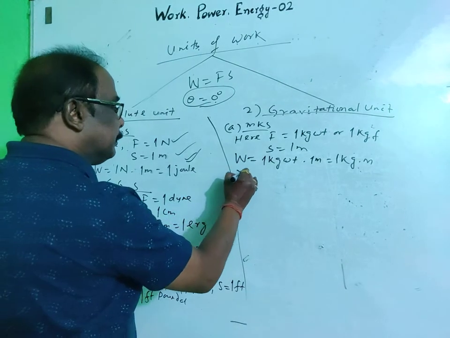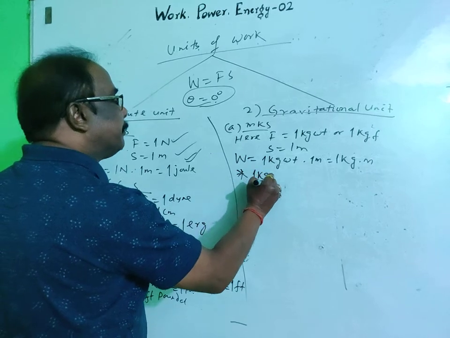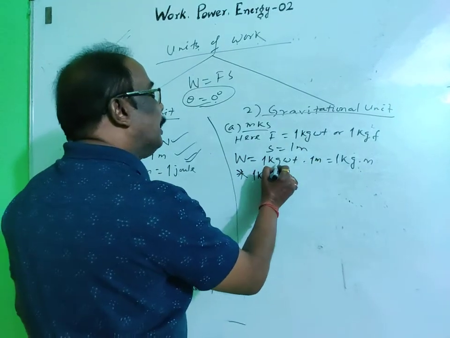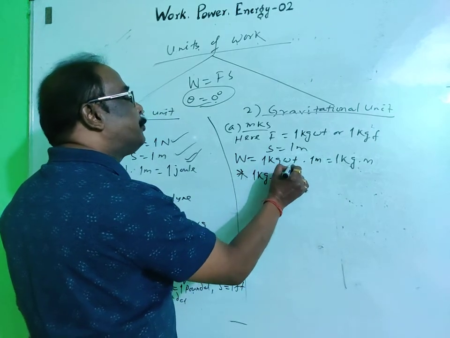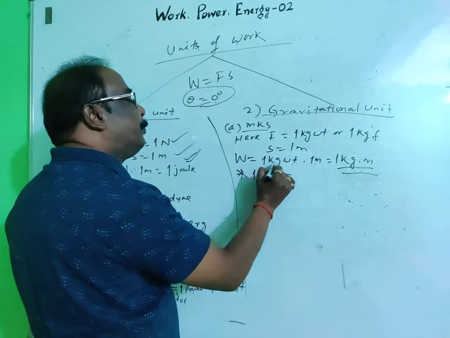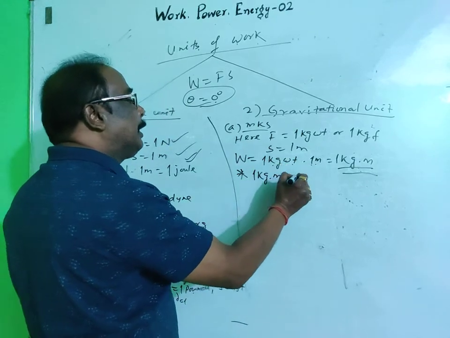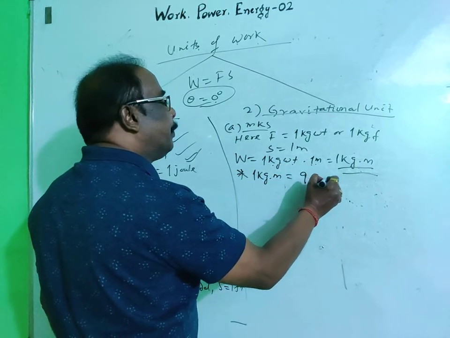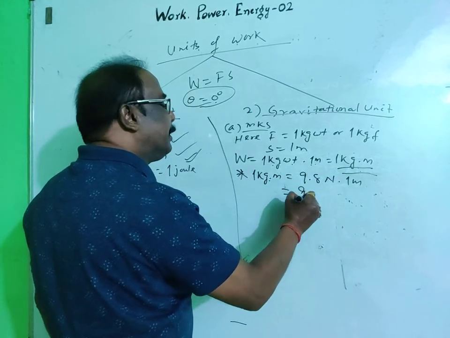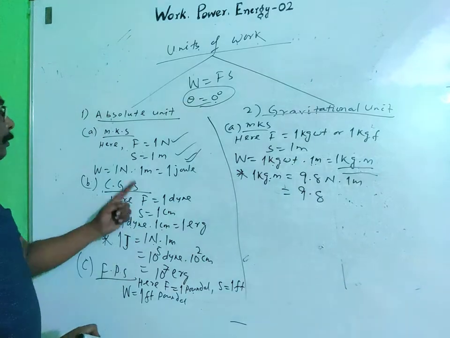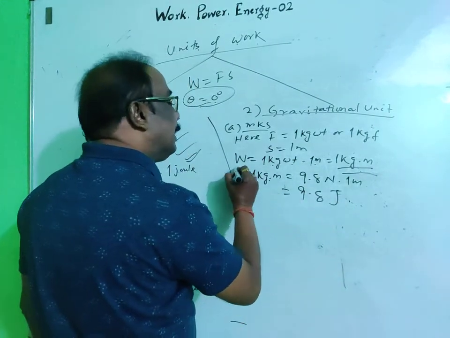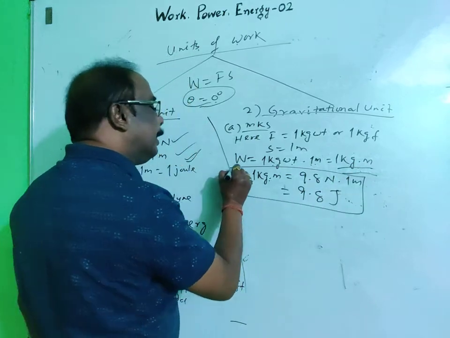Then conversion of 1 kg meter. Very important. It is required always. You see, 1 kg meter is equal to 1 kg weight into 1 meter. But 1 kg weight is 9.8 Newton, so 9.8 Newton into meter is joule. So 1 kg meter is 9.8 joule.